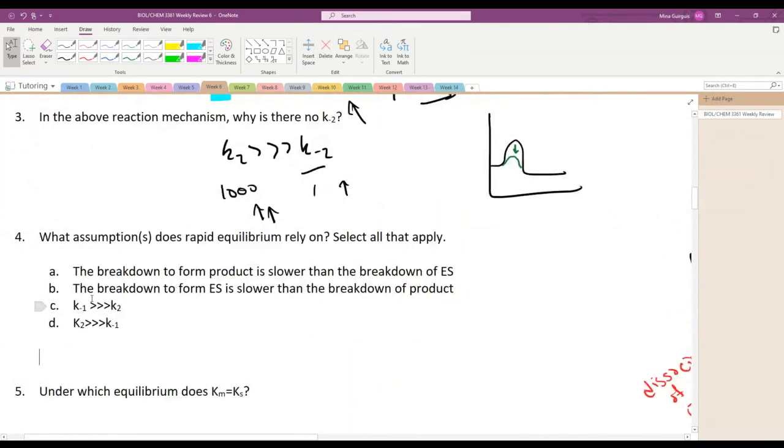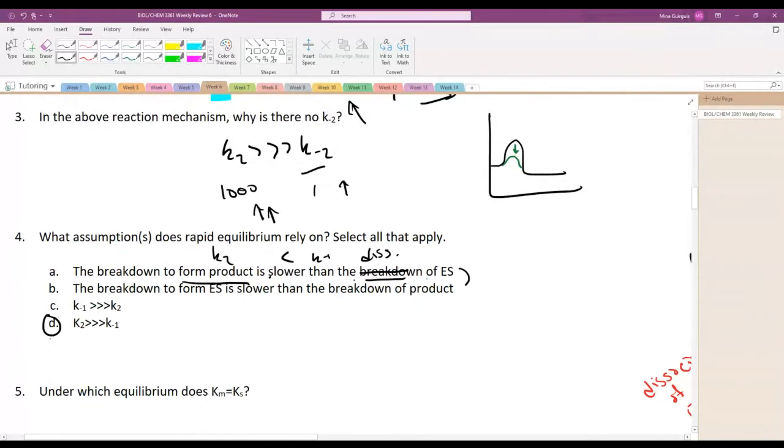So there we go. I don't know why it doesn't slide over easily, but let's actually answer this question finally. So the assumptions that rapid equilibrium relies on are, first of all, like we said, K2 is significantly greater than K-1. So let's figure out what that means with respect to these two. The breakdown to form product is slower than the dissociation of ES. In other words, K2, because that's the product forming rate law, is slower than the dissociation, so K-1.